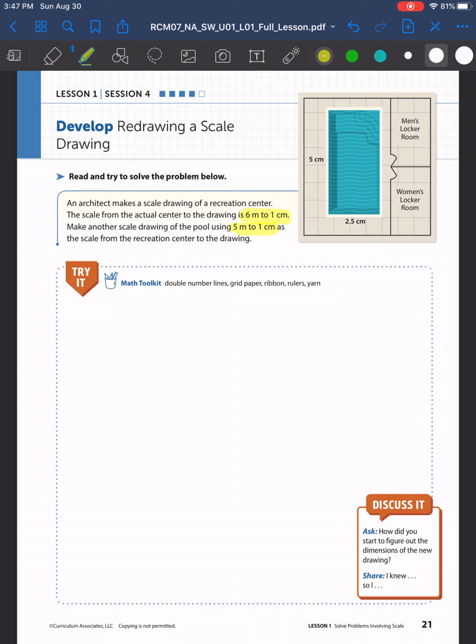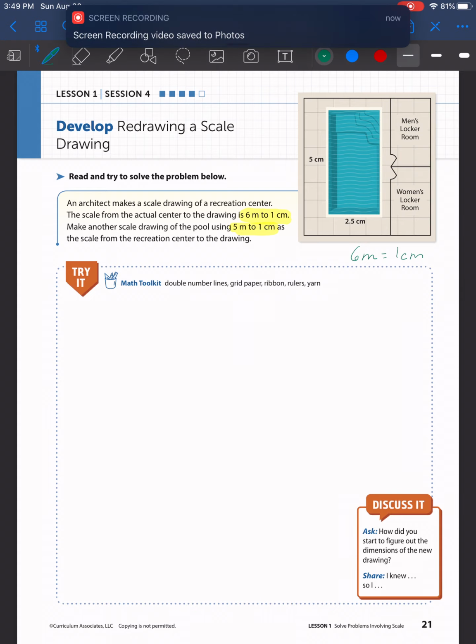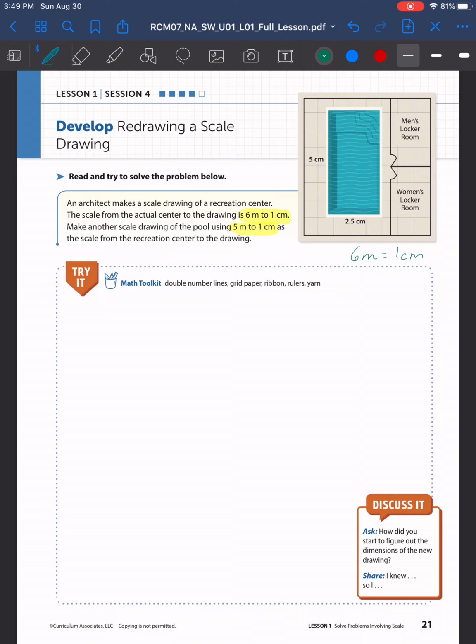Okay, it's a lot of information here. So let's go ahead and get started. Let me grab my pen. Okay, so here's his drawing. His drawing has the scale factor be for every 6 meters. It's the same thing as 1 centimeter on the drawing, okay? We're going to make a new one that says every 5 meters is to 1 centimeter, okay? So let's go ahead and get started.